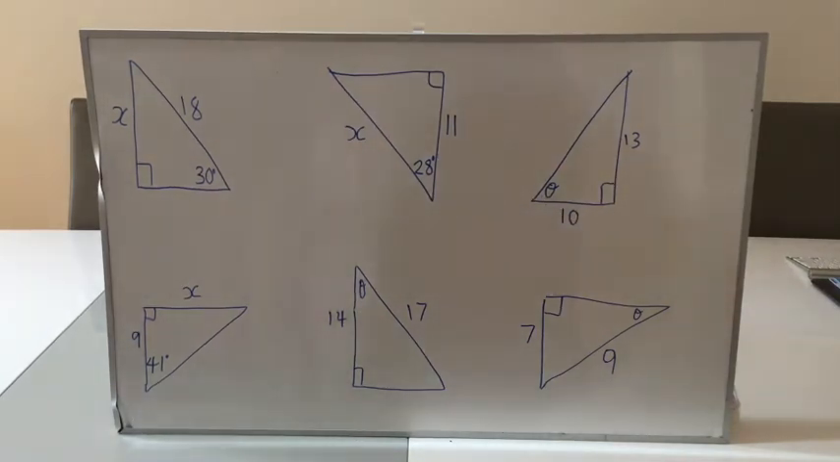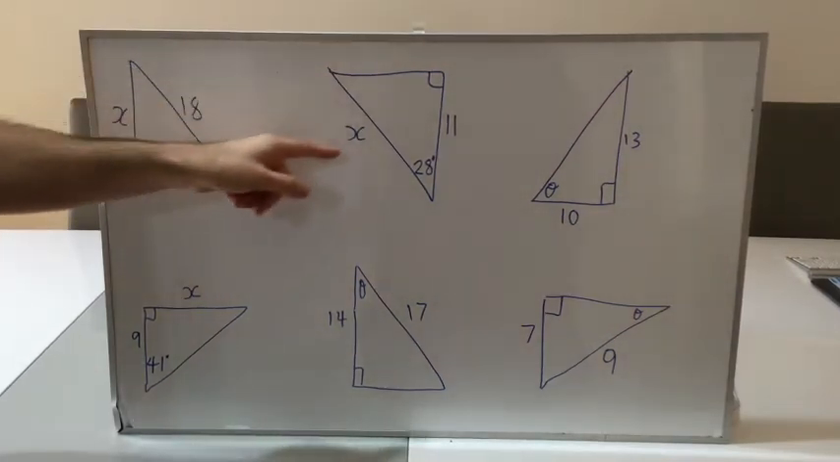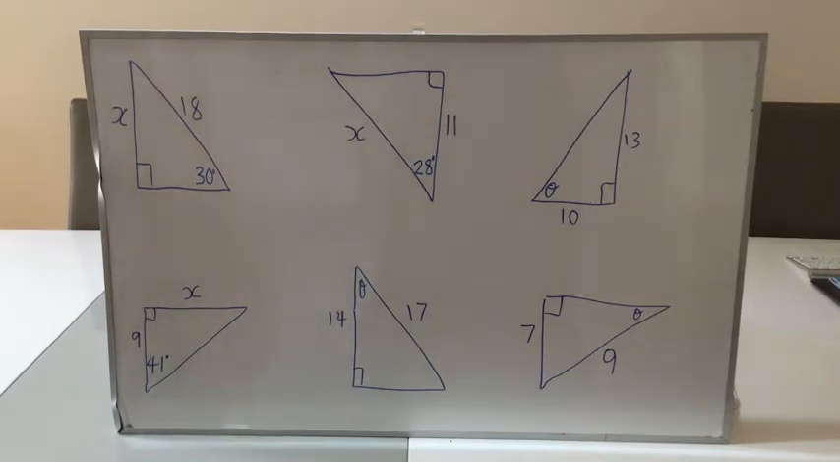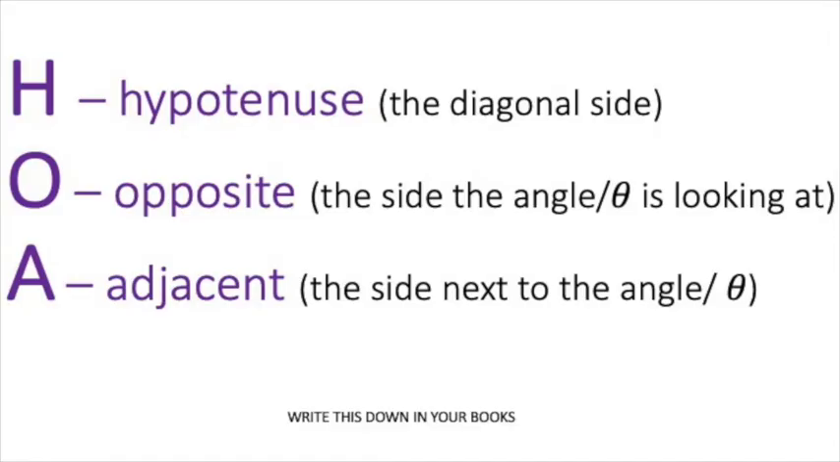Okay, when we are labeling triangles, there are 3 letters. Of course, 3 letters because there are 3 different sides that we need to label. The 3 letters that we'll be using are O, A, and H. Now, have a look at this here on the screen. O stands for opposite, A stands for adjacent, and H stands for hypotenuse. We need to know which side is which so we know where to put the H, the A, and the O.